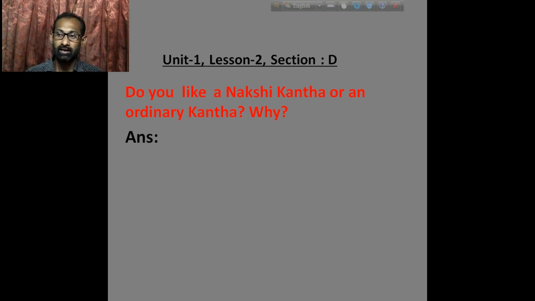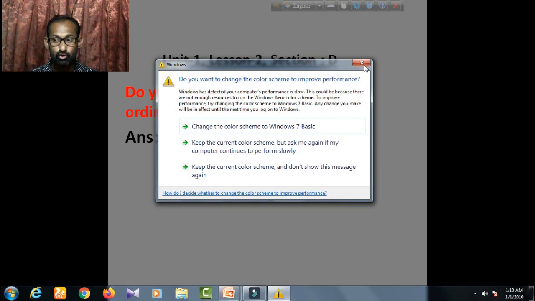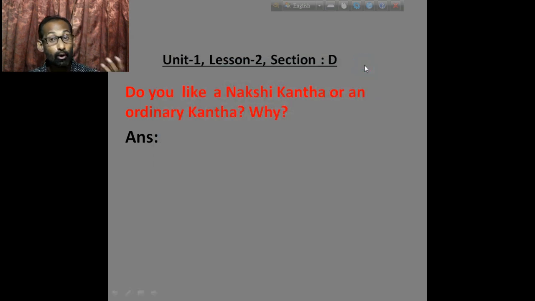Then you should elaborate. What is Nokshikatha, where can we find Nokshikatha, where can we use Nokshikatha, how many designs, how many threads, who makes Nokshikatha? That means lots of questions and answers. But you have to start your assignment with this question. At first you have to write this question: do you like Nokshikatha or an ordinary katha? Why?